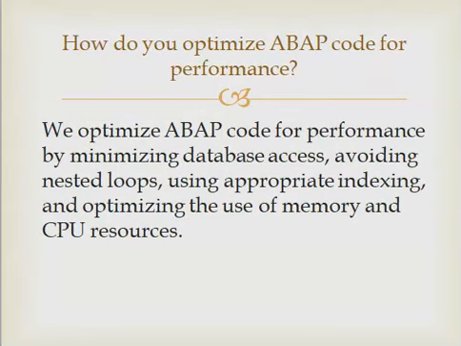How do you optimize ABAP code for performance? Answer. We optimize ABAP code for performance by minimizing database access, avoiding nested loops, using appropriate indexing, and optimizing the use of memory and CPU resources.